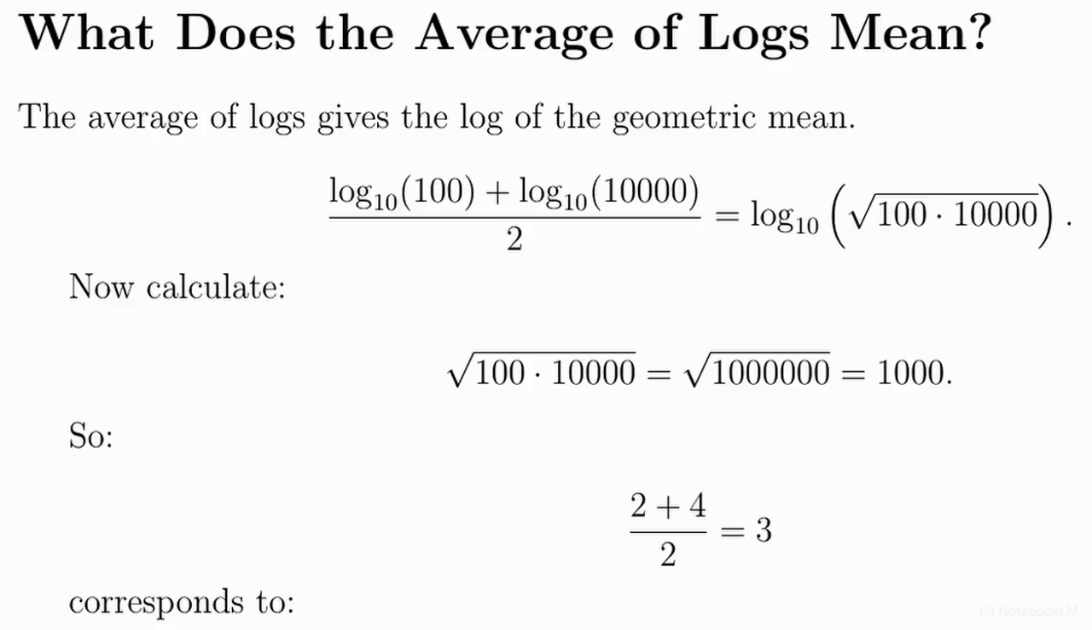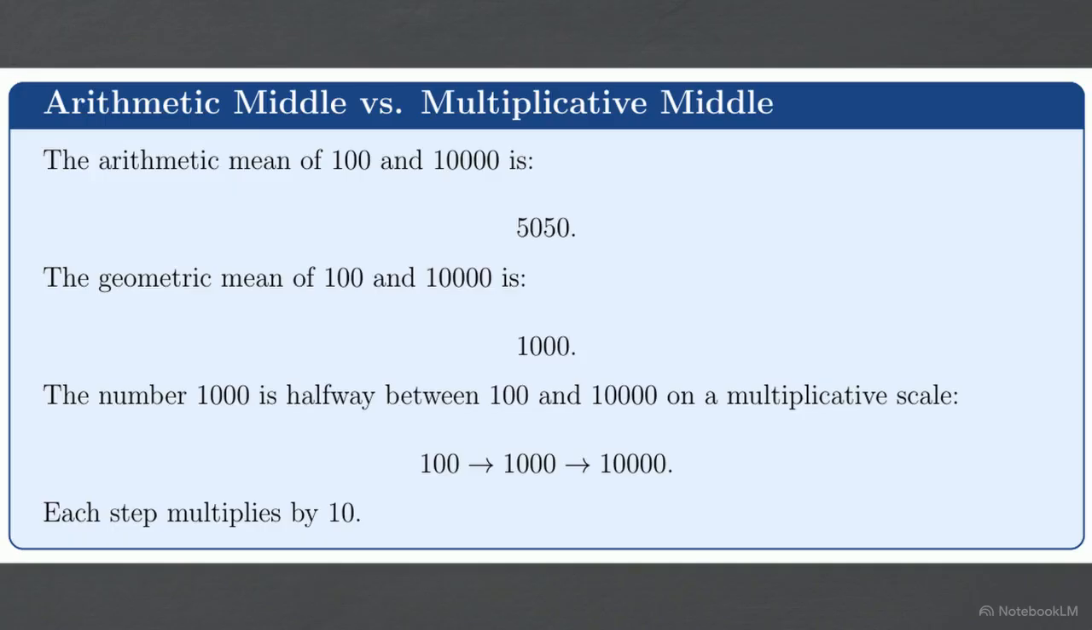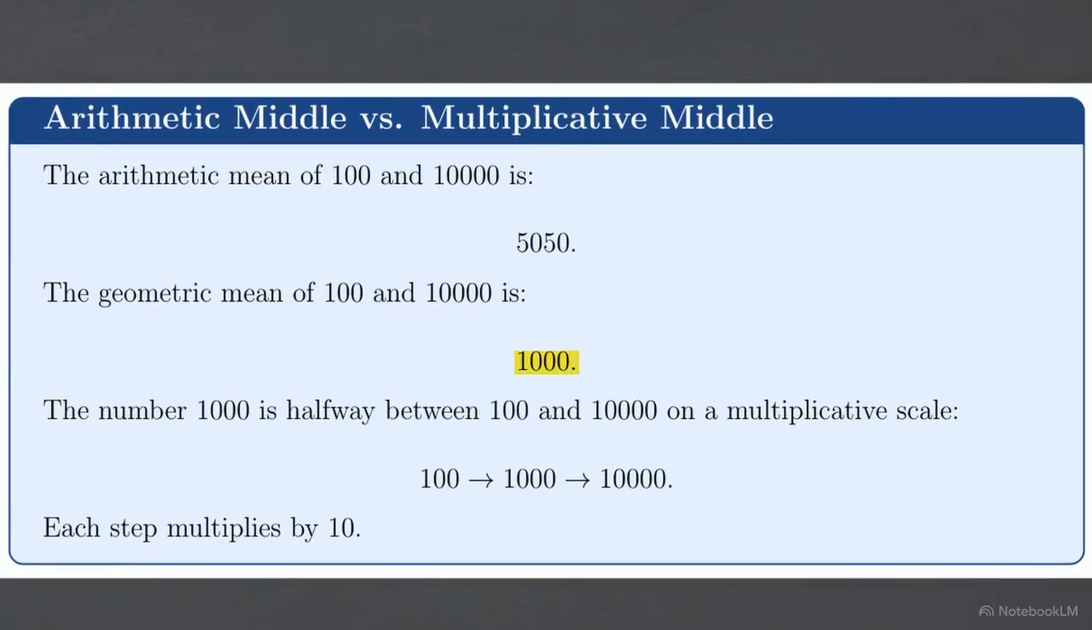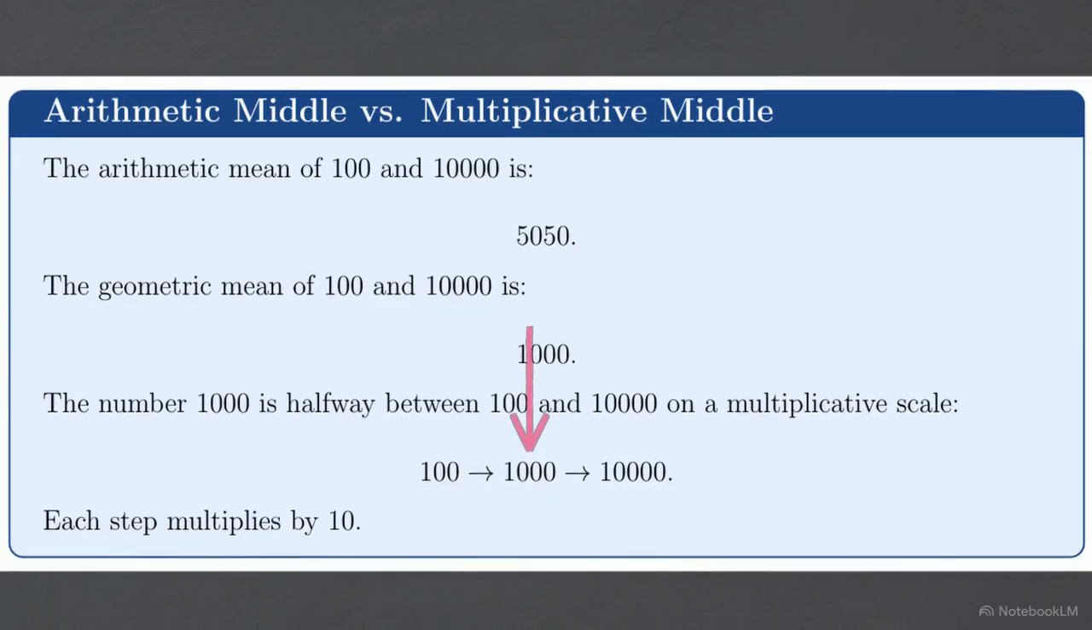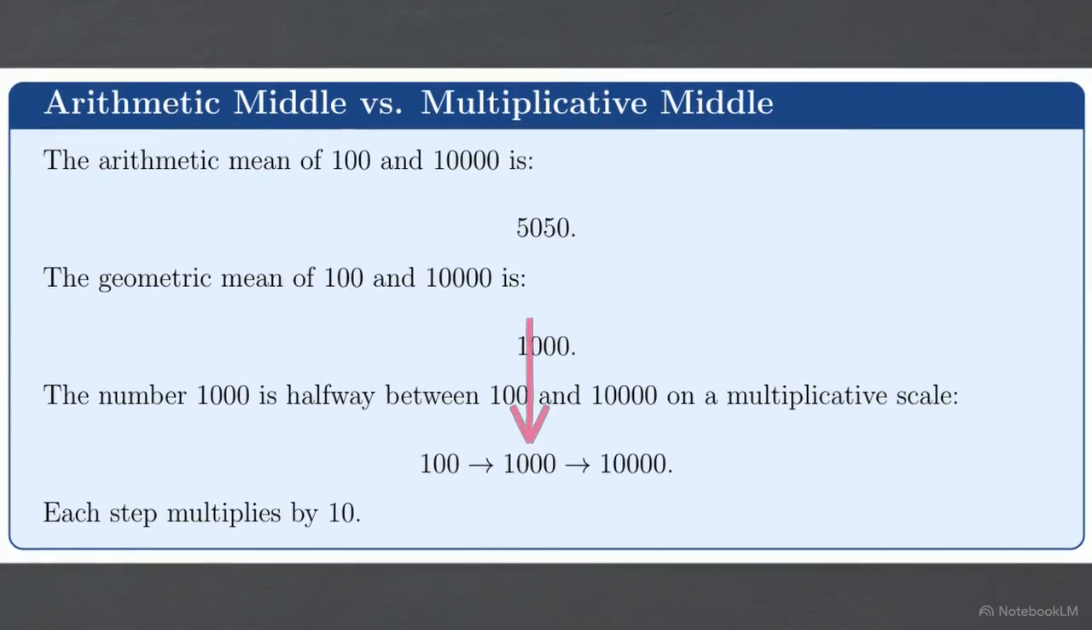This process reveals a broader mathematical relationship. Averaging the logarithms of two numbers is equivalent to finding the logarithm of their geometric mean. Compare 100 and 10,000. Their logarithms are 2 and 4, averaging to 3. Converting back gives 1,000, the geometric mean, not the arithmetic average of 5,050. 1,000 sits midway on a multiplicative scale. Each step multiplies by 10.